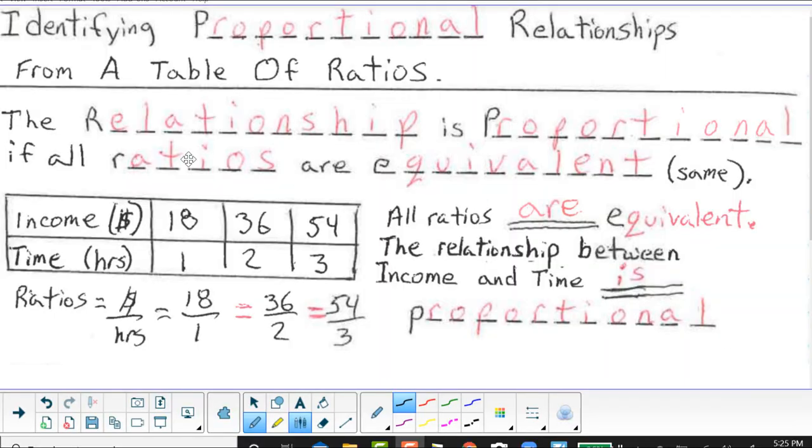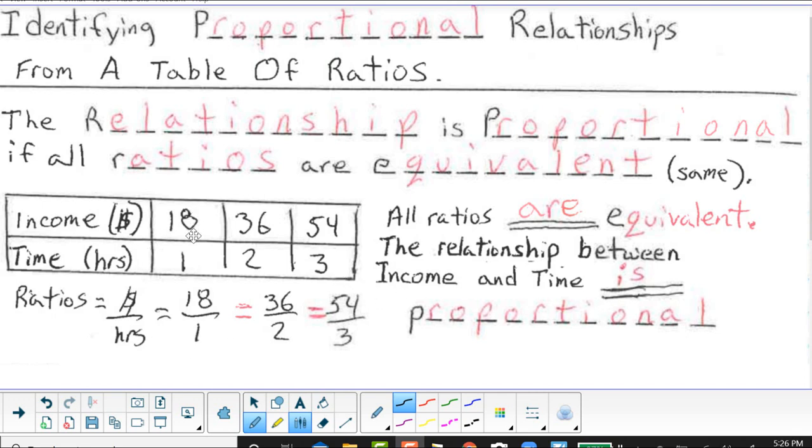Okay, so this comes from your notes, and this is identifying proportional relationships from a table. What you're trying to do is take y over x, or make this into a ratio, and see if they're all the same, if they're all equivalent. And if they are all equivalent, then it's considered proportional.